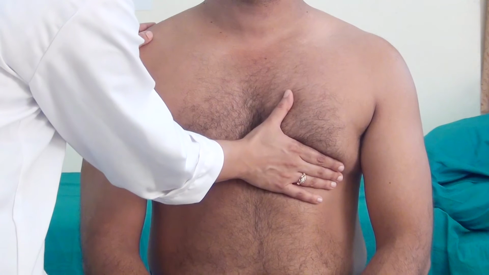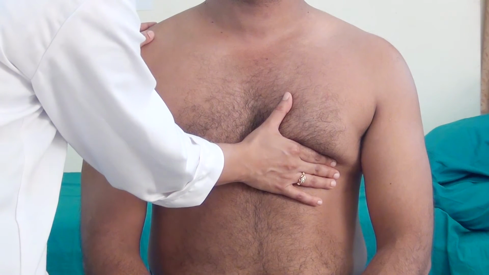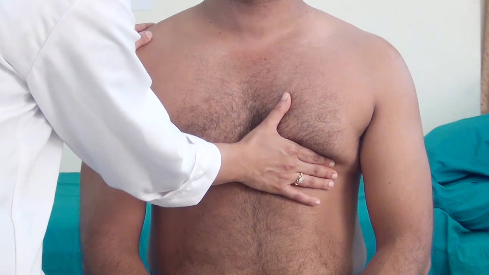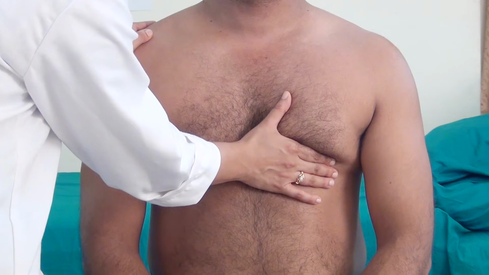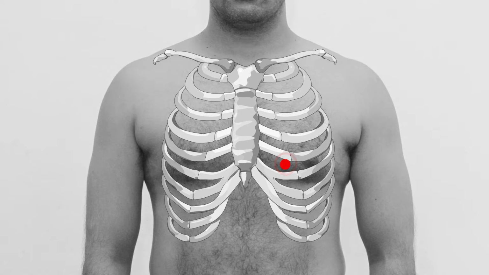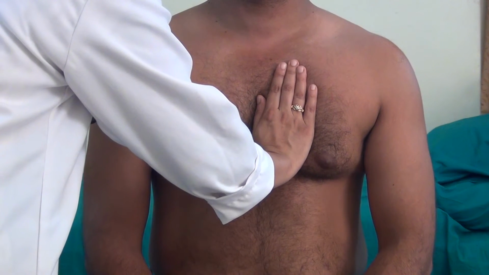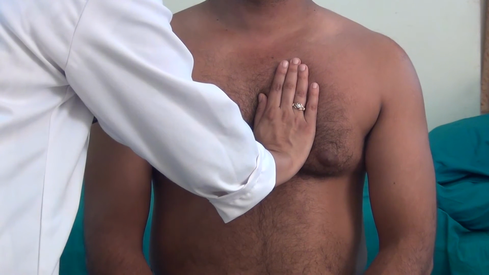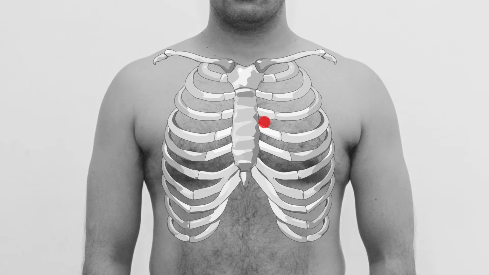Feel for the apex beat in the fifth intercostal space 1 cm internal to the mid-clavicular line. Note the position, area, amplitude and character of the apex beat. Next, feel for parasternal heave by placing the hand parallel to the sternum at third and fourth intercostal space on the immediate left of the sternum.